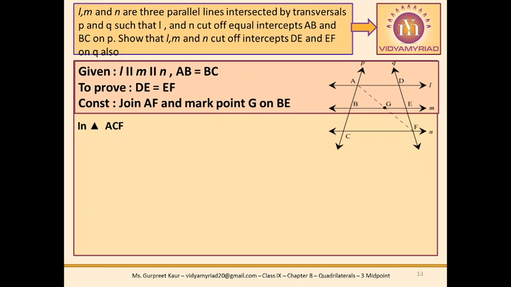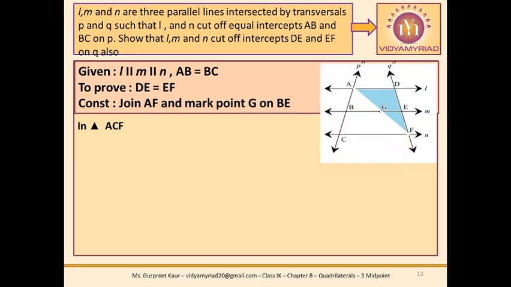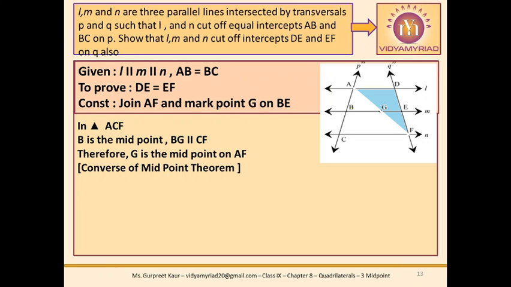Now in triangle ACF, what is given to us? If you see, B is already the midpoint. We know that BG is parallel to CF. So we can say that G is also the midpoint on AF. Why? Because of the converse of midpoint theorem.